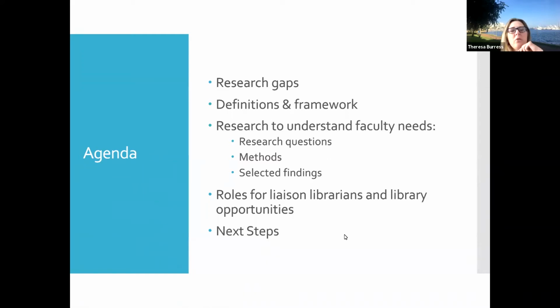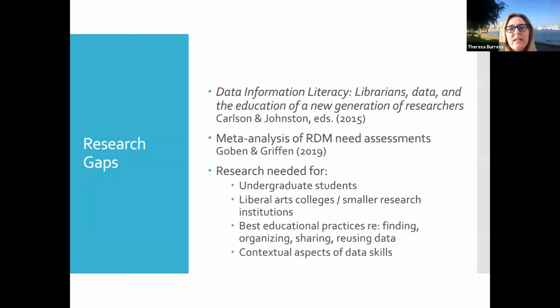Many of you are familiar with RDM-focused work on data information literacy that's documented in the Carlson and Johnson book. The scope of their work focused on graduate education with an emphasis on research data handling, management, and storage. And in the final chapter of that book, Jake Carlson writes that future research was needed on some of the contextual aspects of data skills.